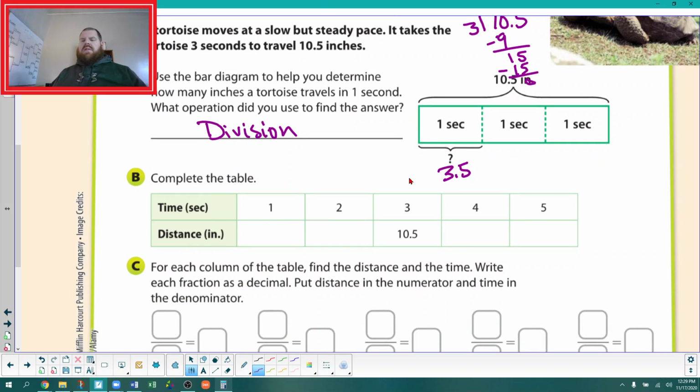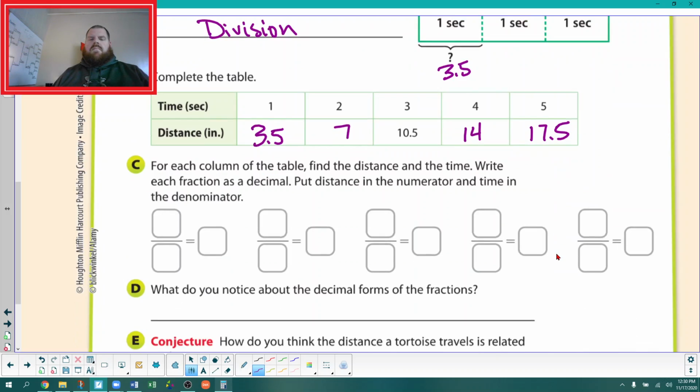So let's go and complete the table. After 1 second, it's gone 3.5 inches. That's what we just figured out. If we move that along, if it goes another 3.5 inches, it's traveled 7 inches. Another 3.5 inches brings us to 10.5. Another 3.5 brings us to 14. And another brings us to 17.5. So all I did there was add 3.5 every time.